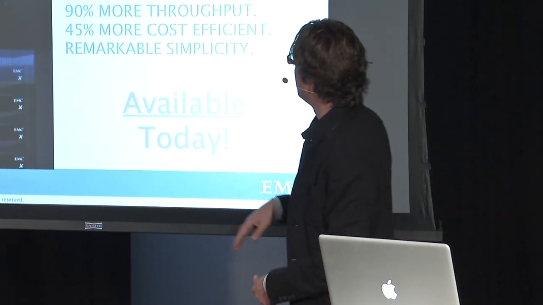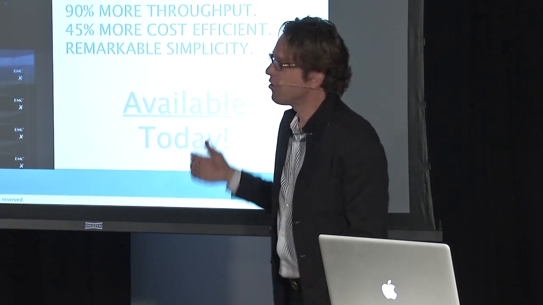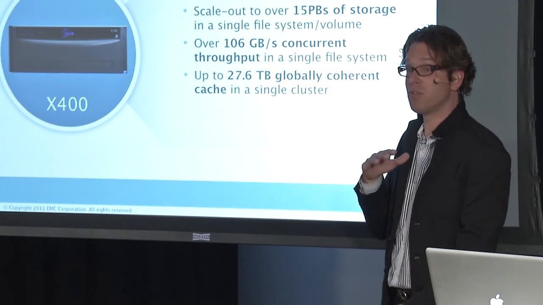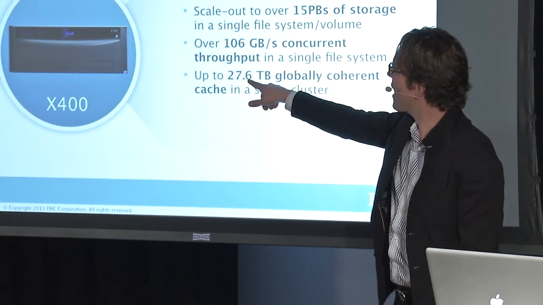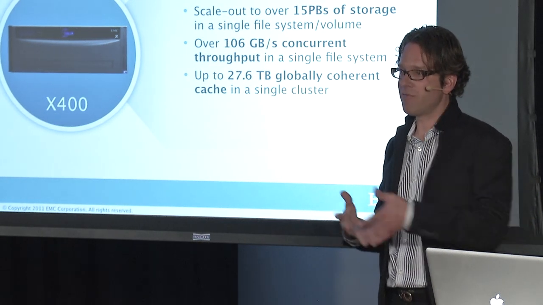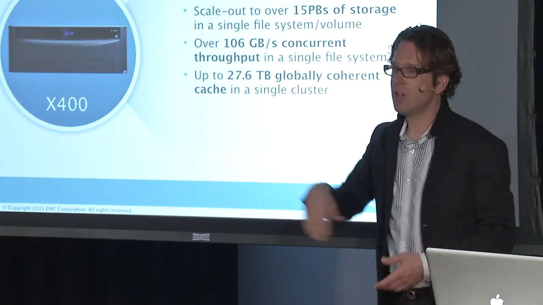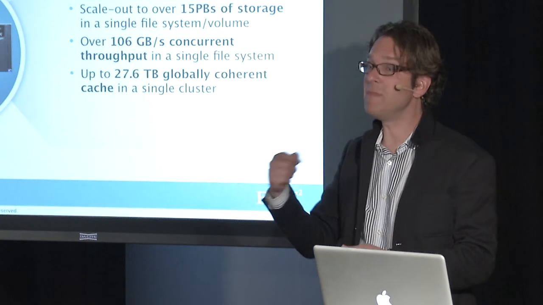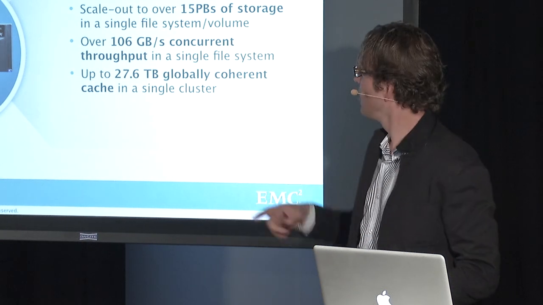The next thing is our platform nodes. We have a new one that we launched in May. We call it X400. It allows us to go up to 15 petabytes in one single file system, over 100 gigabytes per second of throughput across the whole file system, so it's extremely fast. We have a lot of cache, up to 27 terabytes of memory. Data from memory is a lot faster than data from spinning disks, and we can do a lot of cache for very high throughput workflows, especially cached workflows that are, for example, streaming media, live media encoding for live sports events. Cache is very important.